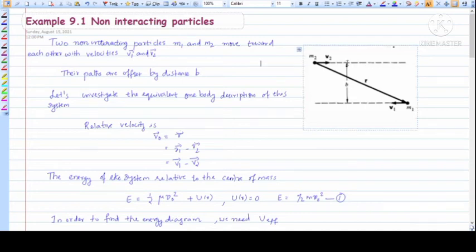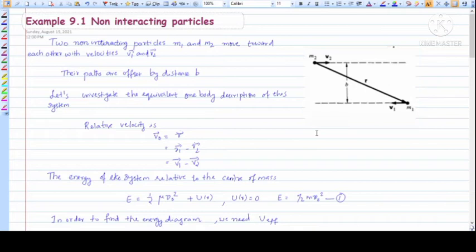So when they meet together, or they reach the same position, the distance between them is taken as b, and the distance between m1 and m2 is taken as r. We know that r is varying when m1 and m2 are in motion. So here we will investigate the equivalent one body description of the system.